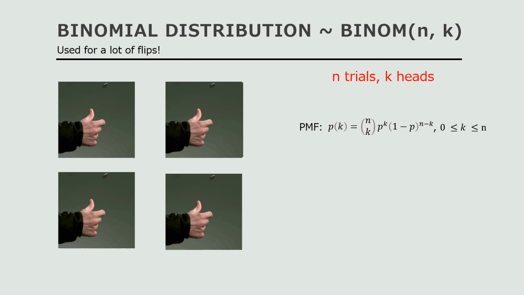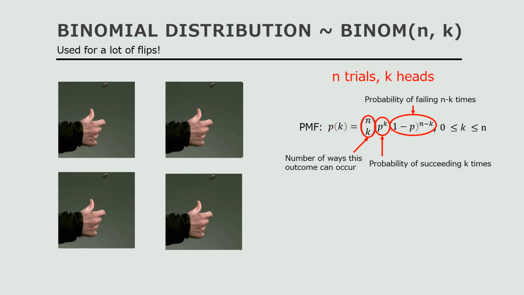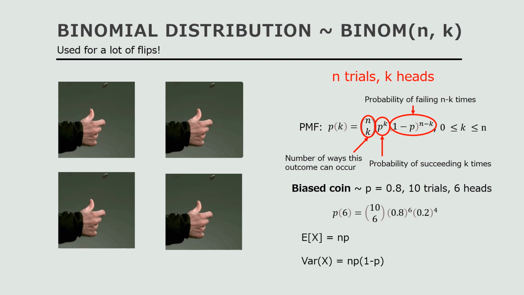Breaking this down, p to the k is the probability of succeeding k times. 1 minus p to the n minus k is the probability of failing n minus k times, and n choose k is the number of these outcomes occurring. Let's say we flip our biased coin 10 times and we want to find the probability that we get 6 heads. Then the PMF is as shown. Now the expectation of this is equal to n times p, and the variance is equal to np times 1 minus p.